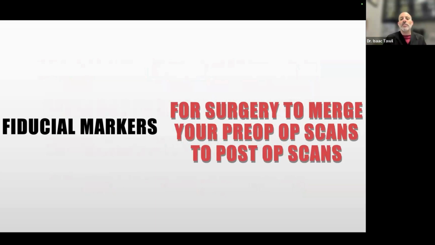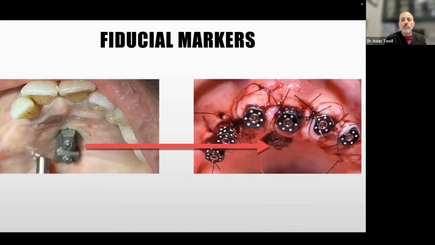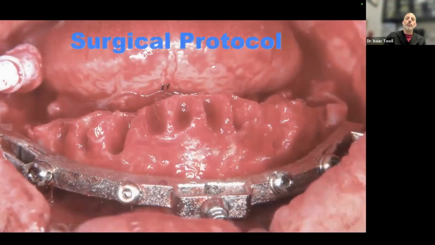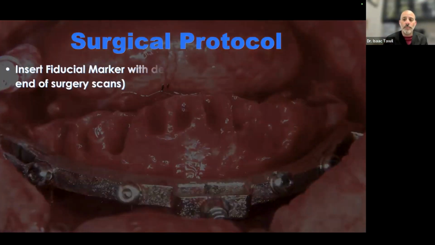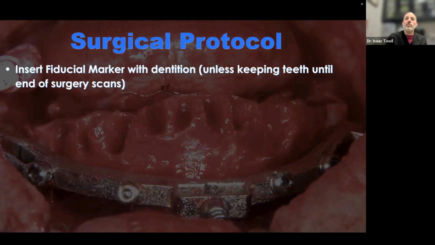How can we merge these scan bodies? By using fiducial markers. There are lots of different fiducial markers on the market, but we can go from this patient with teeth. If I keep those fiducial markers as a reference, preferably more than one to give me some triangulation, and I go to post-surgery, I have those together, I can have great success.